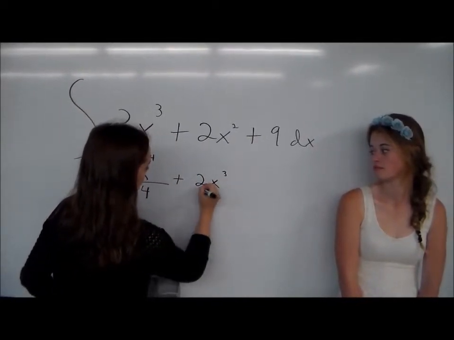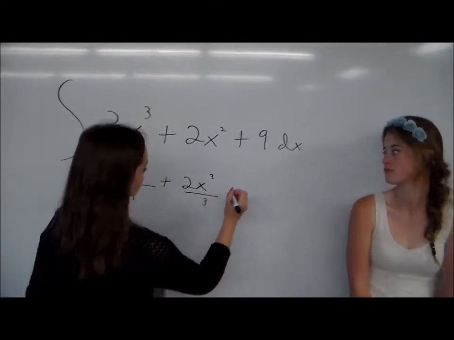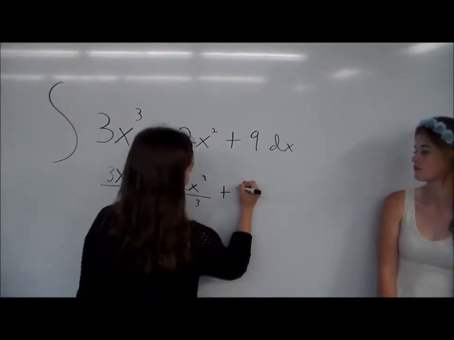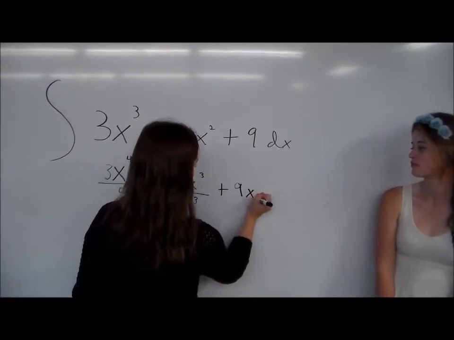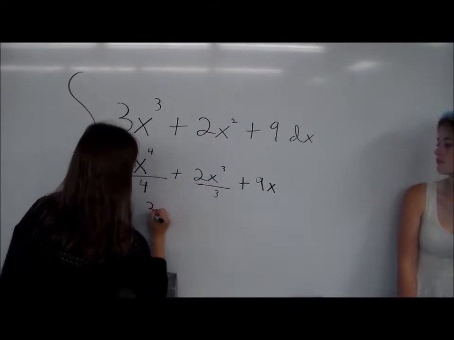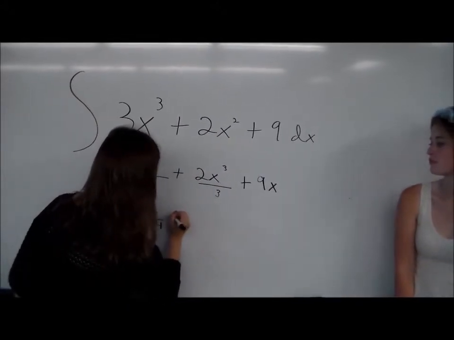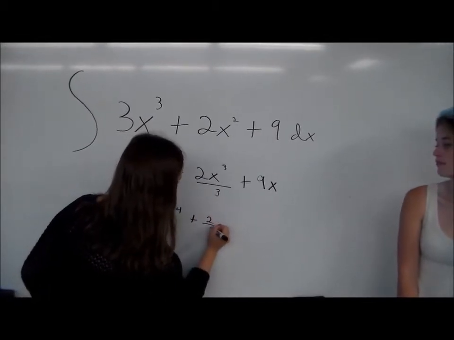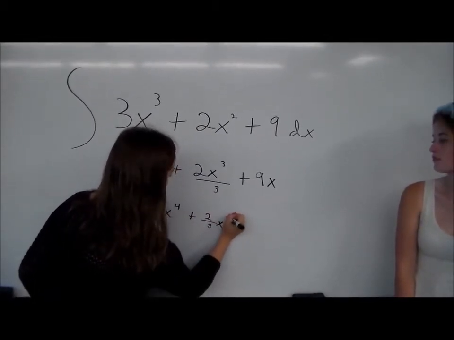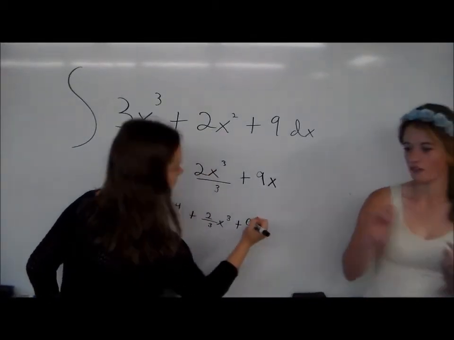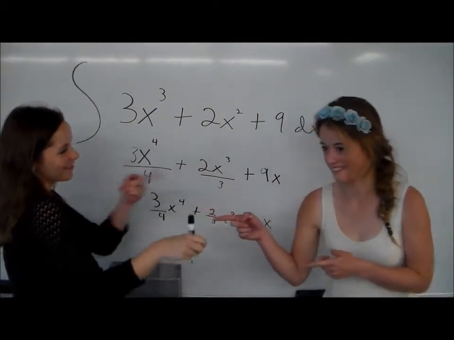2x to the third divided by 3. For the last variable, which is a constant, when we integrate it, we add an x. So it'll be 9x. And so the answer is 3/4 x to the fourth plus 2/3 x to the third plus 9x. Don't forget plus C. Oh, you.